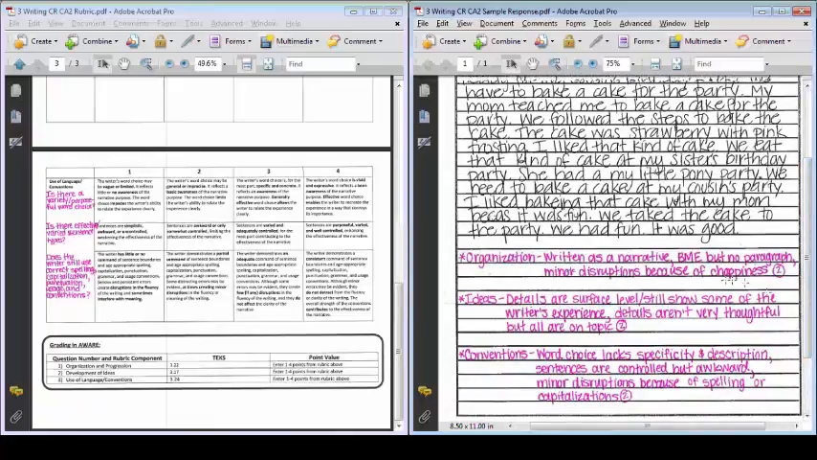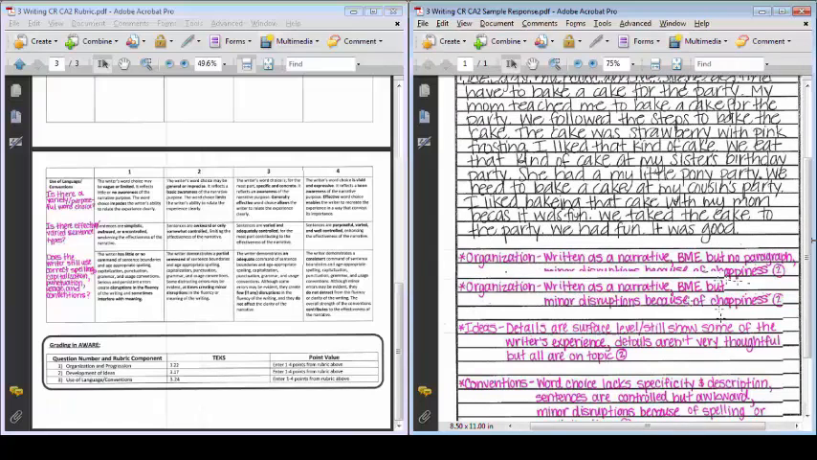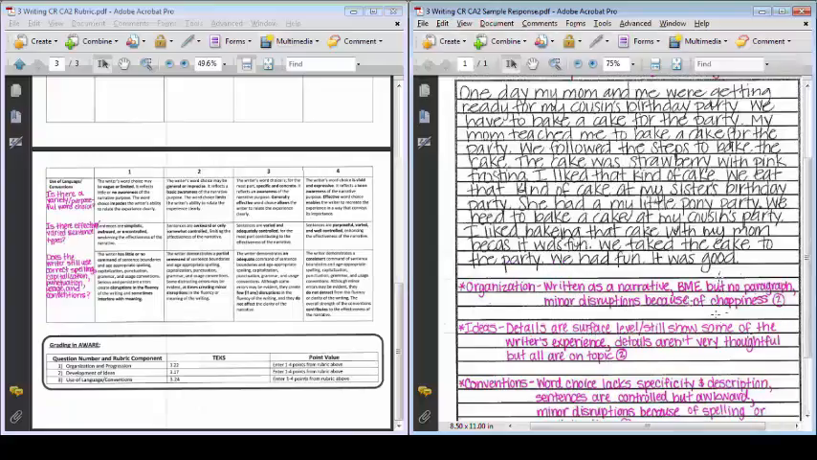I wrote out that for organization, it is a narrative, so it is written as a story. It is told in a sequence, like beginning, middle, and end, but there's really no paragraphs. There's some minor disruptions because it feels very choppy. And so for this, I gave it a level 2. So I didn't give it a level 3 because there's not really a good paragraph division, and that's causing some disruptions in it. But overall, it is a narrative. You can see clear beginning, middle, and end, and it has some flow even though it's choppy, so I did give it a level 2.